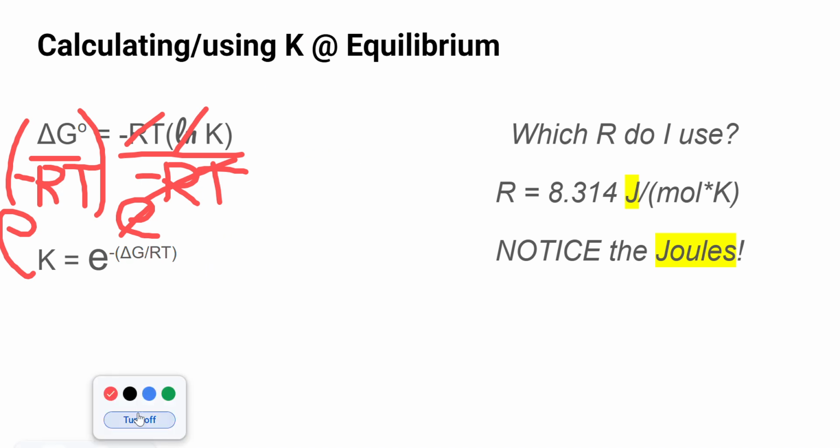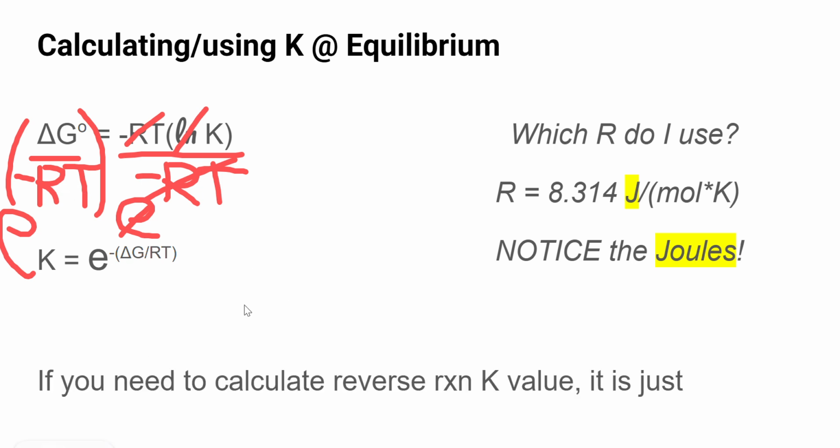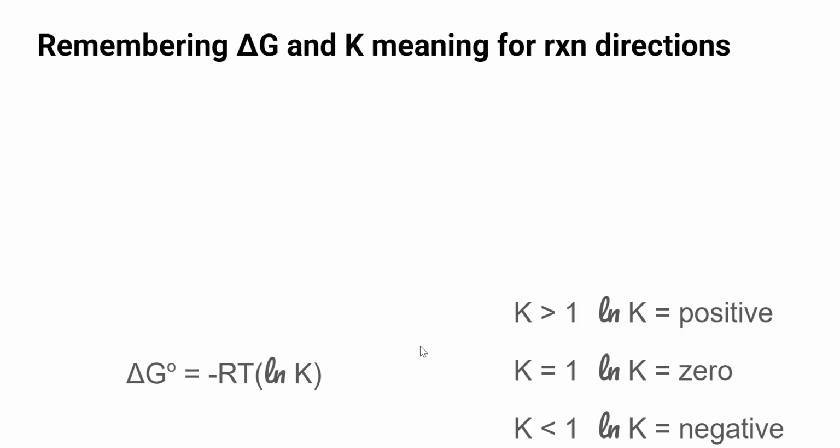Some of my students said, oh, now that I can see that, it makes more sense. So what if I need to calculate the reverse K, the K for a reverse reaction? All you have to do is go 1 divided by K. That's it. 1 divided by K gives you your reverse reaction K value.